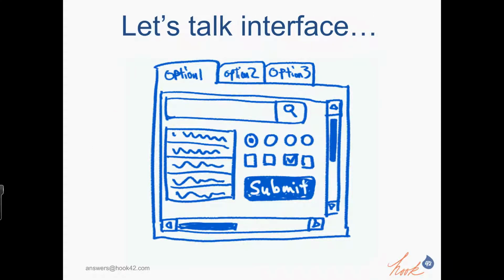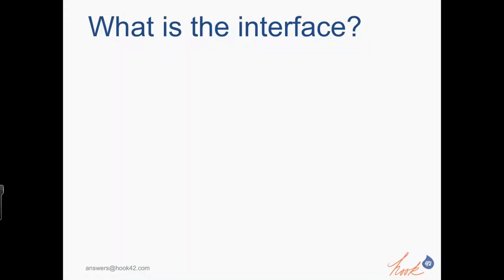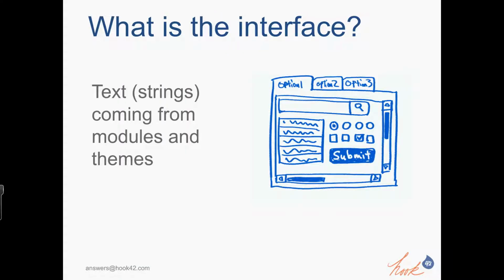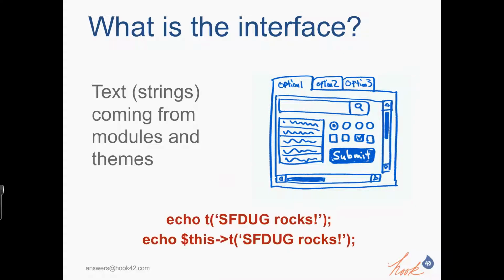All right, so let's talk user interface, right? It's all of the pieces that make up the screen. The interface is text strings coming from modules and themes, right? So if you code a custom module and you wanted to put the text of a button on the page, that is code. That is interface, or that's interface content, right?